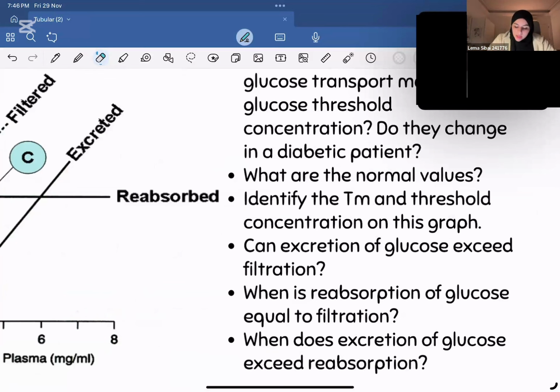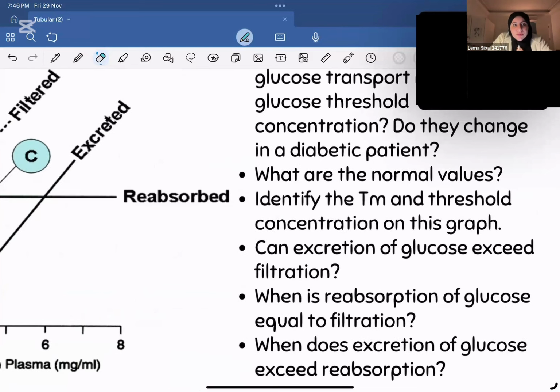And what are the normal values? Can anyone tell me the normal values of transport maximum and threshold concentration? 375 for transport maximum or threshold concentration?